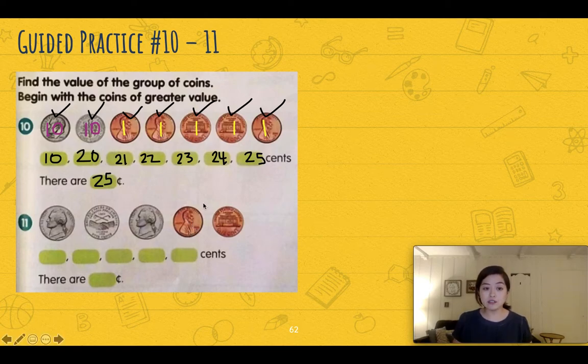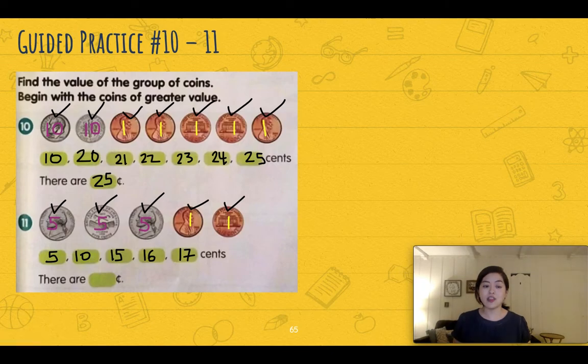All right, let's look at number 11. So I have nickels and I have pennies. What's the value of 1 nickel? What's the value of 1 penny? A nickel is 5 cents. A penny is 1 cent. Let's start with the biggest value coins, which is a nickel. Let's skip count the nickels. 5, 10, 15. Let's add the pennies. 16, 17. There are 17 cents on the screen.